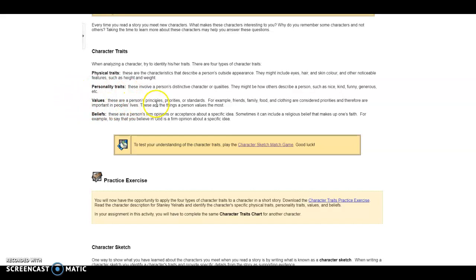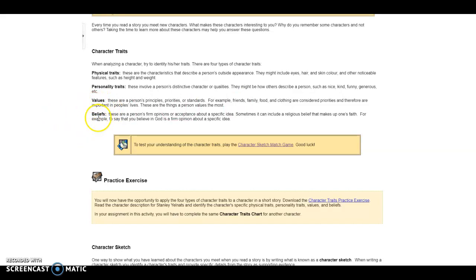Values. These are a person's principles, priorities, or standards. For example, friends, family, food, clothing. What does that character value? When we're reading the story, do we get the sense that the character cares a lot about his friends and family? Do we get the sense that the character is very interested in food and puts a lot of effort and detail into making dinner each night? Do we get a sense that the character values clothing? Do they spend a lot of money on clothing? What does the character value?